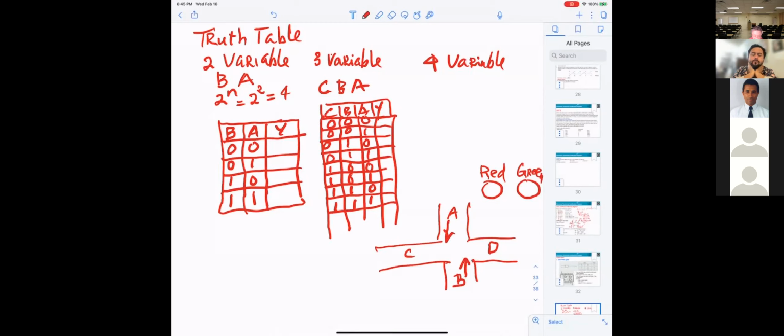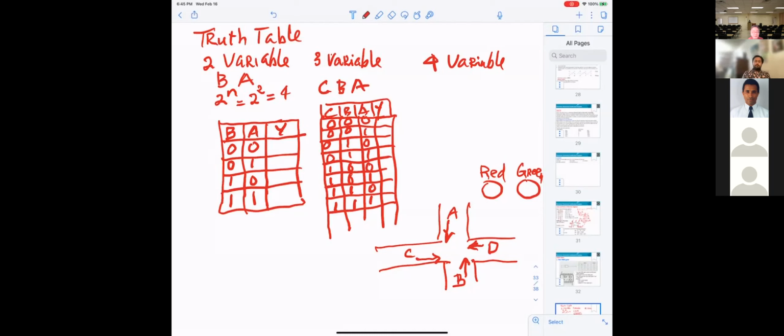A and B, and the car goes this side here and this side here. So basically they get 4 variables, A, B, C, D. They must get a truth table for 16 combinations. First 8 zeros, 8 ones, the next will be 4 zeros, 4 ones, and the next one will be 2 zeros, 2 ones, and the next will be 0 1 0 1.